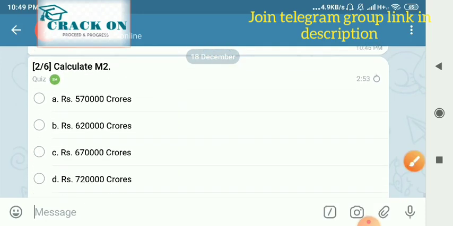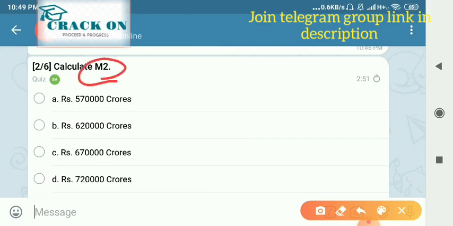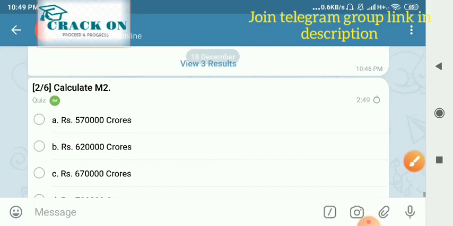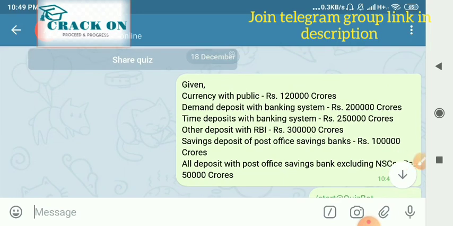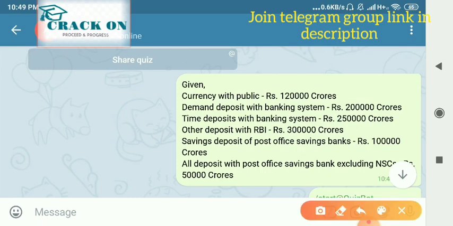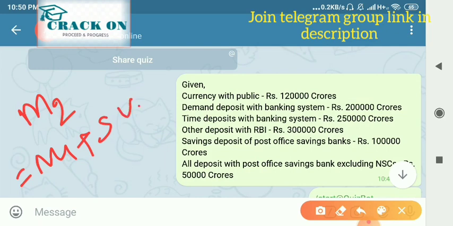So this is how to calculate M2. What is the formula for M2? Let me show you the data again. You have 3 minutes, you can calculate this. The formula for M2 is M1 plus saving deposits of post office savings.